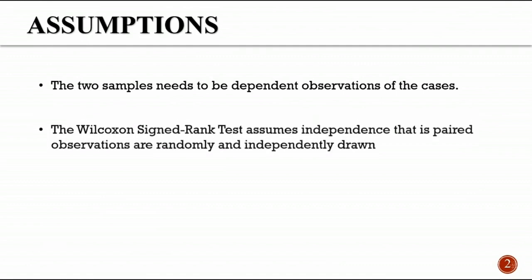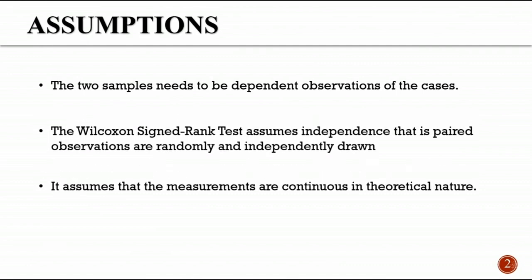The assumptions for Wilcoxon Signed Rank Test are: the two samples need to be dependent observations of the cases. The Wilcoxon Signed Rank Test assumes independence, that is, paired observations are randomly and independently drawn. It assumes that the measurements are continuous in theoretical nature.